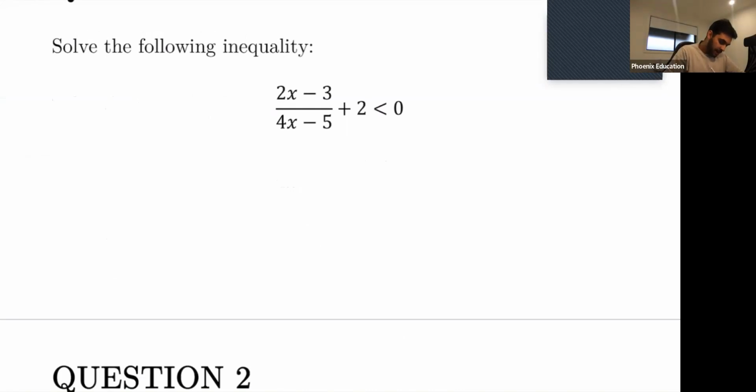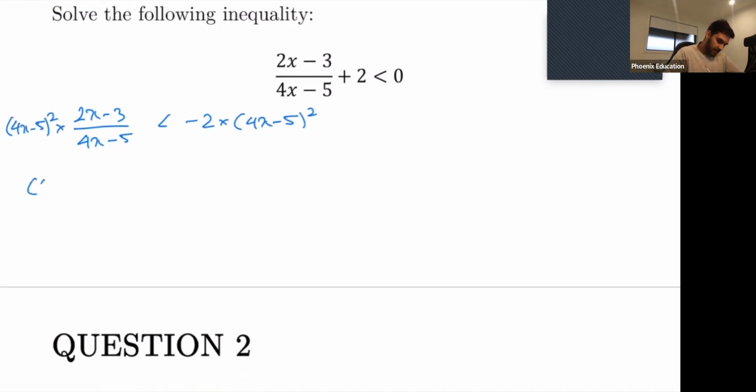So the first thing I would do here is I would move the 2 across to the right-hand side. So I have something like this. And then we know for these fraction questions, for inequalities, we need to multiply both sides by the square of the denominator. So let me just do that. Okay, and this will cancel with this square, leaving me with 4x minus 5 into 2x minus 3. And then I just have the stuff that I had on the right-hand side.